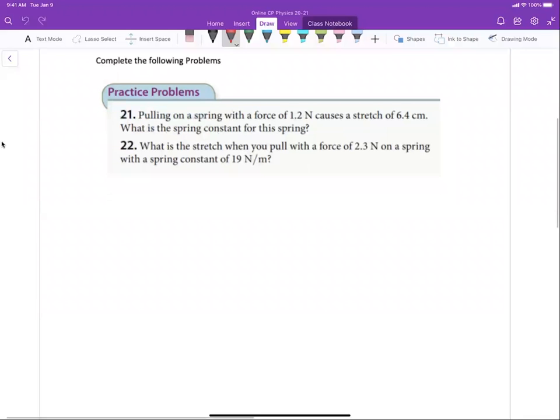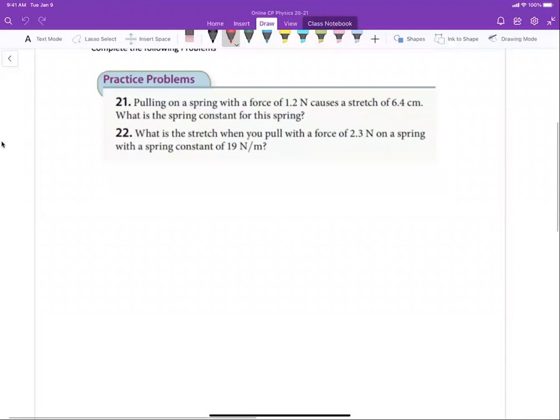All right, for those of you who are not in class and need a little assistance on this assignment related to Hooke's law, I'm going to give you some input. So Hooke's law states that the force from a spring is equal to the spring constant times the distance away that it has been stretched.